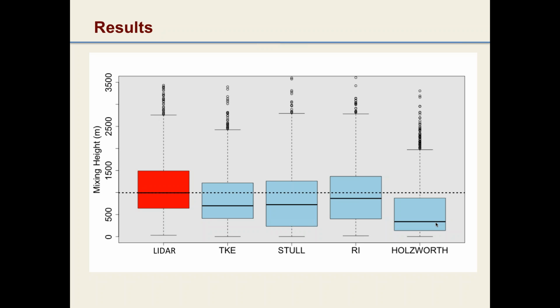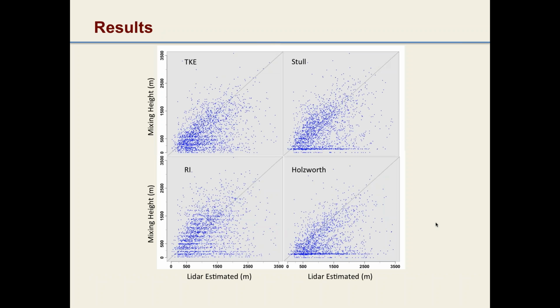One thing you can see about Stull and Richardson numbers, there's a bit more variance in the box plot. But still, the median value there, the black line, is pretty consistent across TKE, Stull, and Richardson, with Holzworth a little bit lower. And then again, the LiDAR is a little bit higher, but I think that's that diffuse line where the aerosol terminates at the top. So this next slide is basically the same kind of thing, just as a scatter plot.